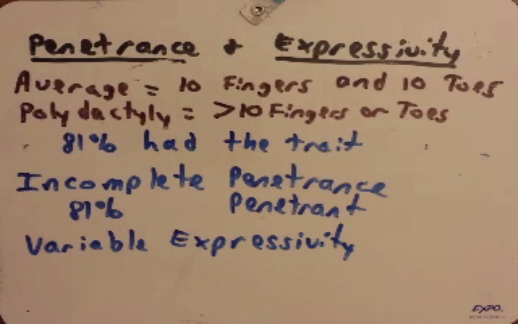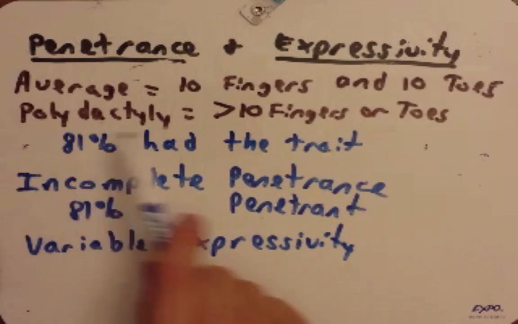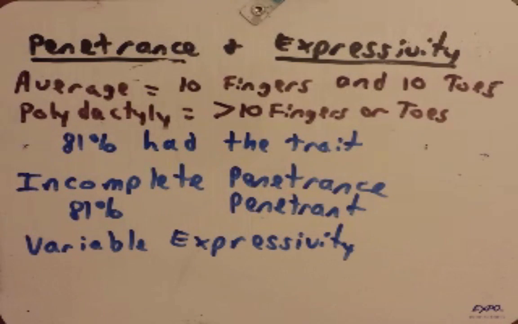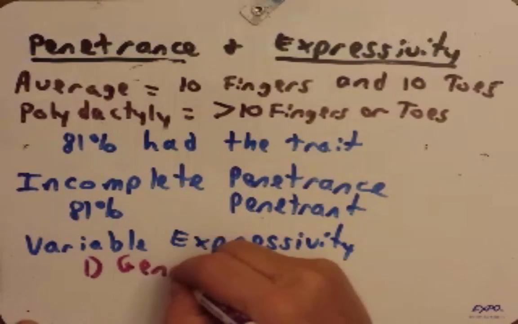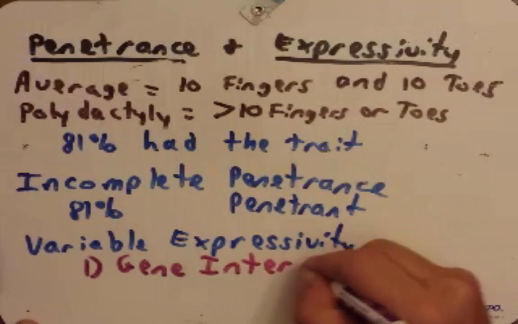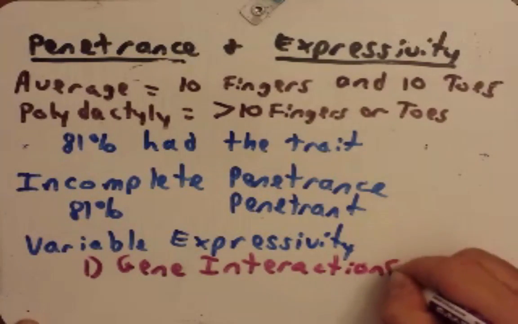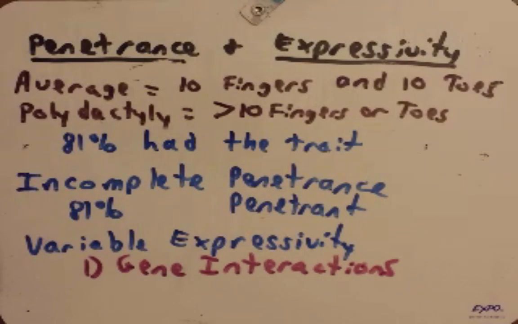So why do we see incomplete penetrance and variable expressivity in this trait of polydactyly, as well as in many, many traits? It's for two reasons. One is because of gene interactions. What I'm saying here is that these traits aren't controlled by one gene. They're controlled by multiple genes. And these genes, when they make proteins, they interact in different ways. So they may have one or multiple genes in this pathway mutated, or they may have them mutated in different parts of the pathway, which gives you these differences in penetrance and expressivity.